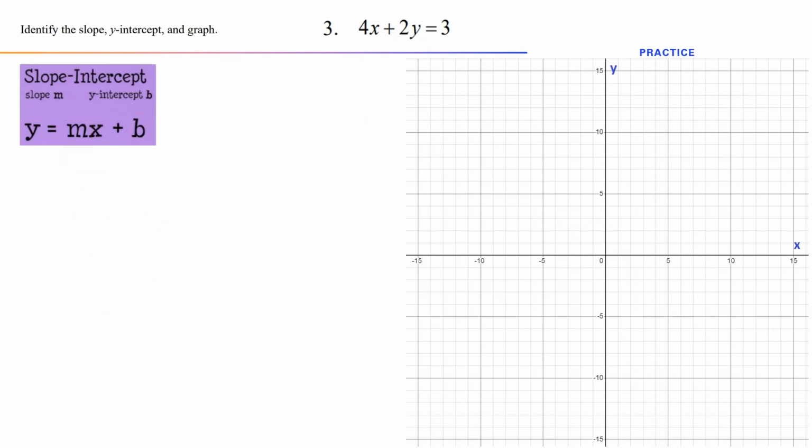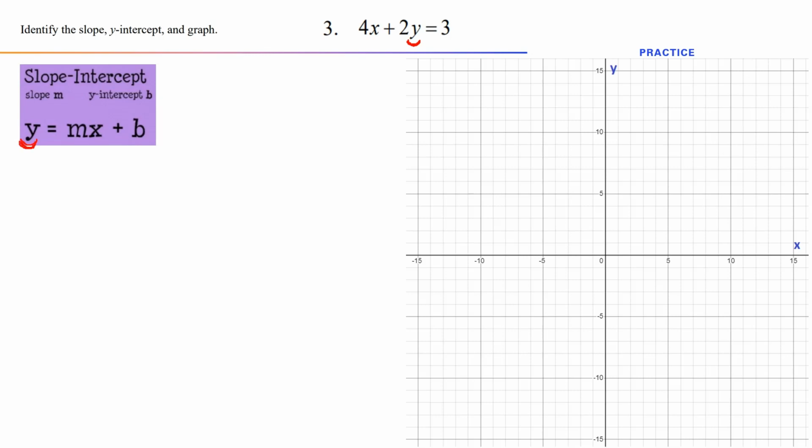So in this question, they do not give you the equation in slope-intercept form. They give it to you in standard form. So you have to somehow convert it. And how do we convert it? We want to isolate the y, so that we have the y on the left side.